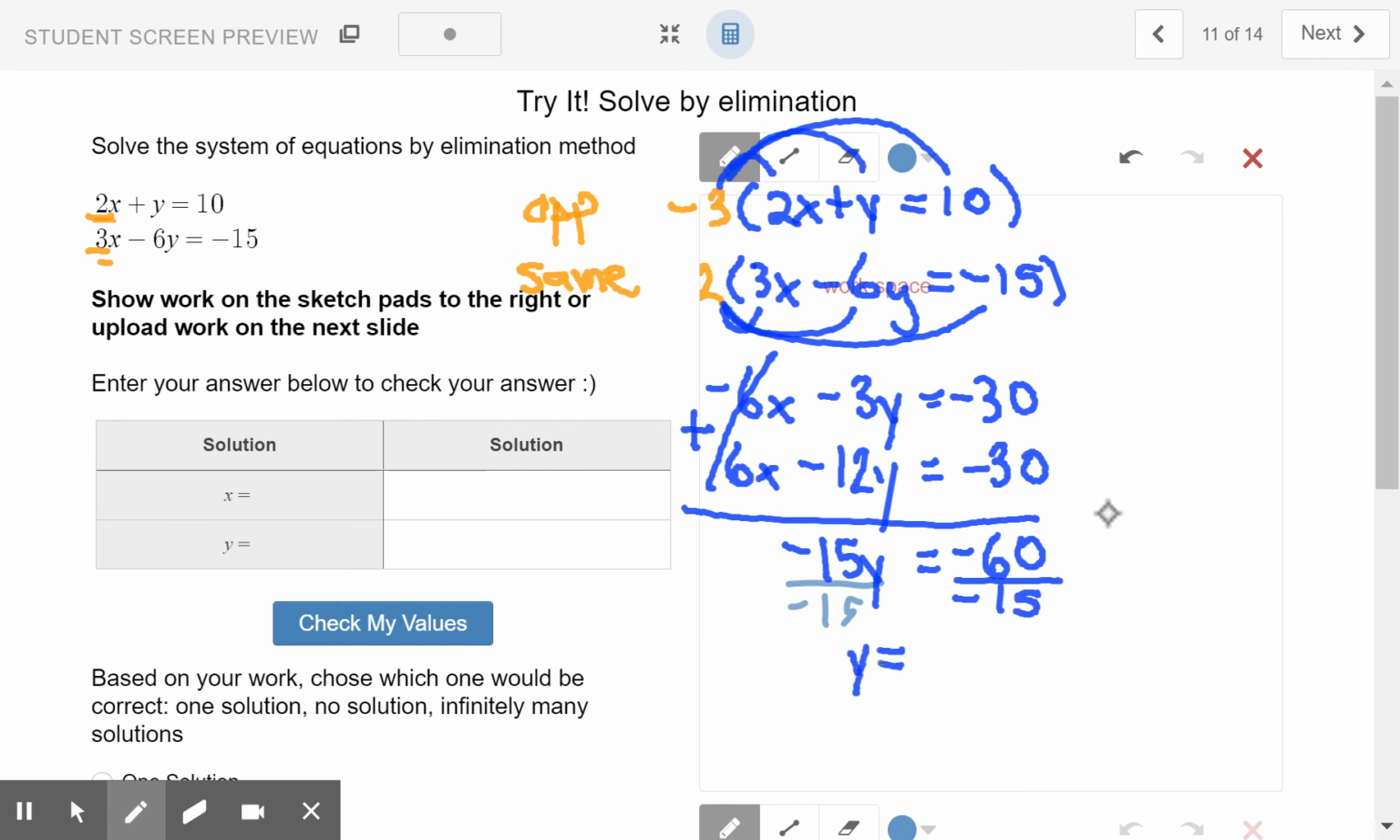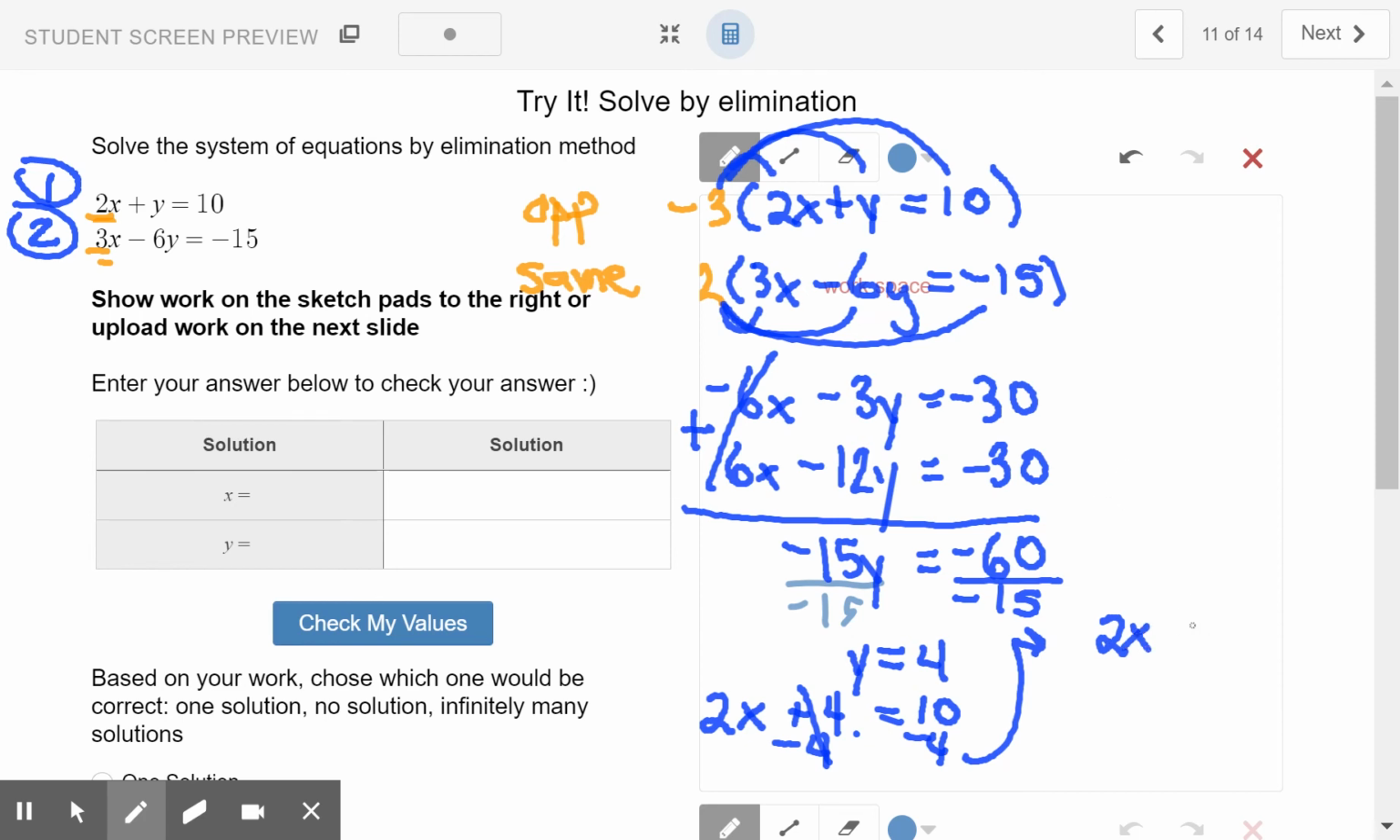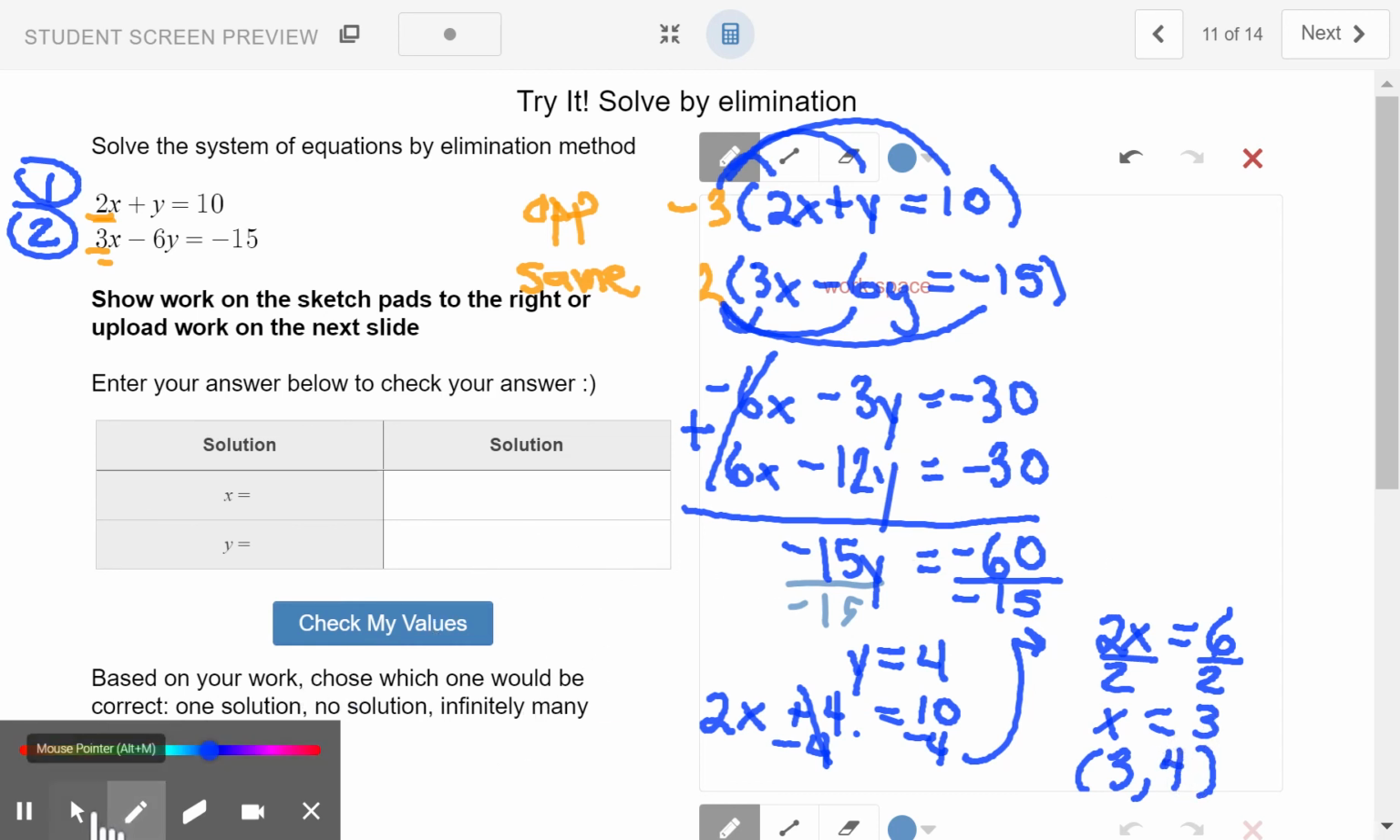So then I get y equals 4. Now, once again, pick the easier equation. It does not matter. You're going to get the same answer. So if I have 2x plus 4 equals 10, I'm going to minus 4 on both sides. Sorry, I ran out of room again. And I have 2x equals 6. Divide by 2. I have x equals 3. So my ordered pair would be 3, 4, which is going to be one solution.